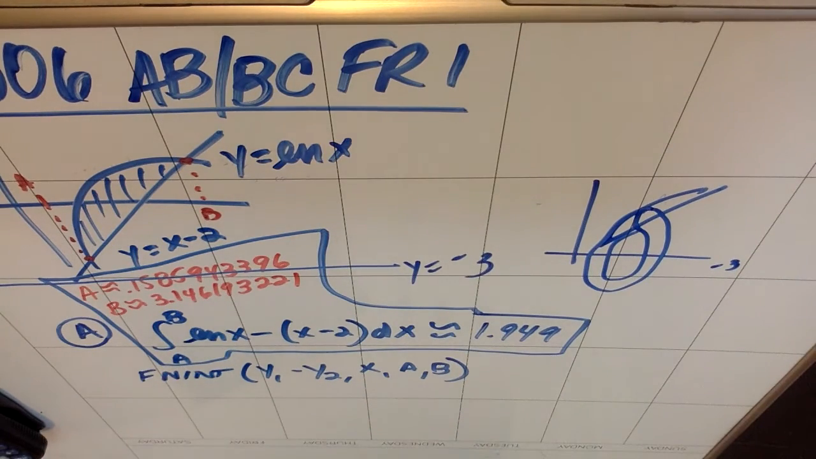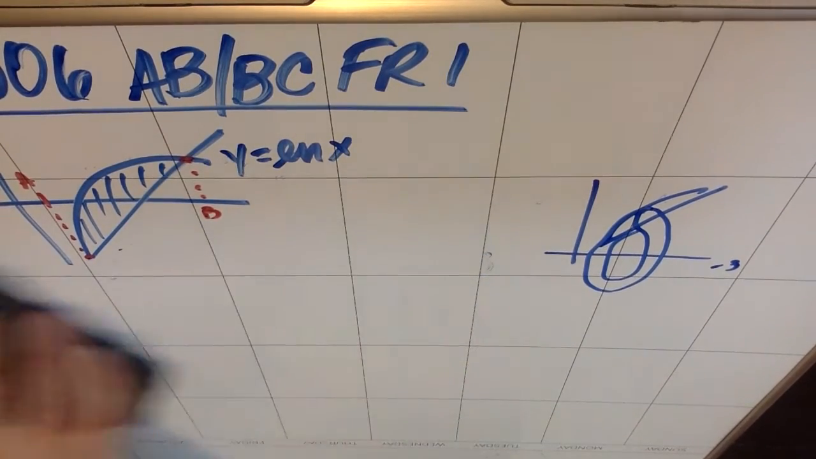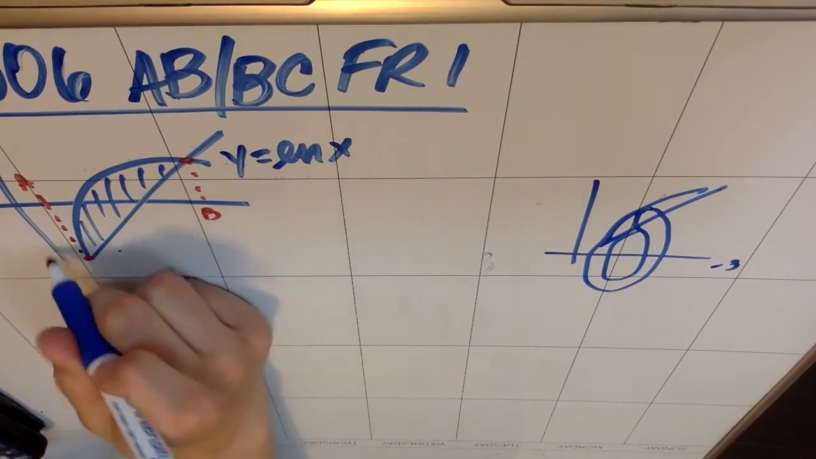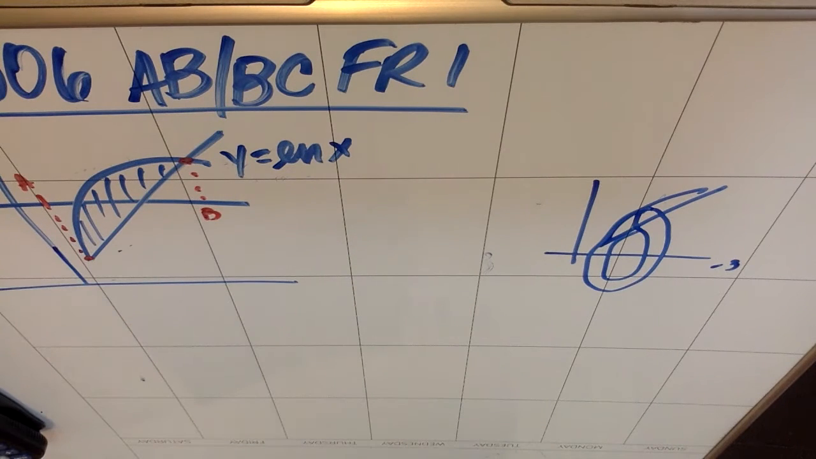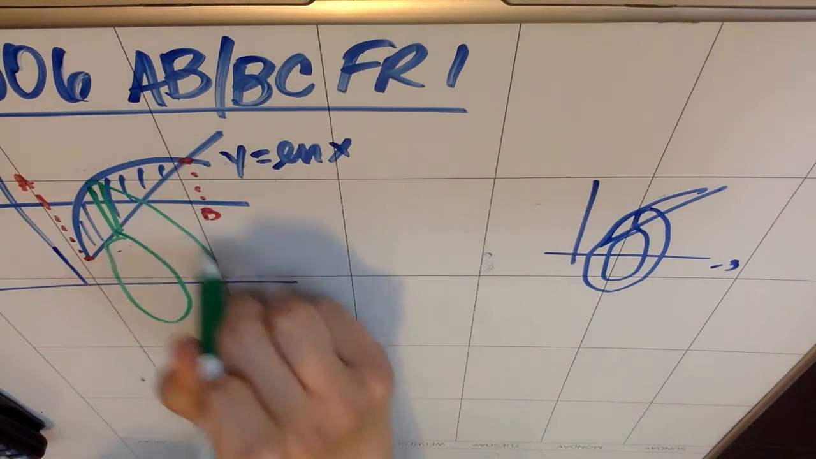This is a washer method problem, right? So what's going to happen is as I revolve this thing, I'm going to take, I think we have the green marker somewhere. There it is. All right, so I'm taking some arbitrary slice in the middle. I'm revolving this around.